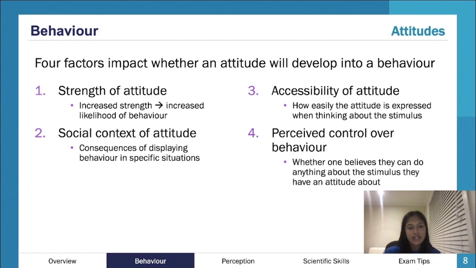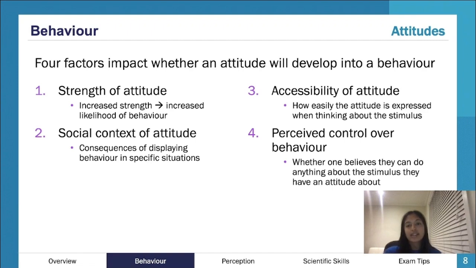That can go for any other club in the world. The second is the social context of your attitude. This is the idea of what the result would be if you were to display this behavior and emulate this attitude. If it's something that's illegal, you're probably less likely to do it. If it's something you might perceive as making you an outcast, you might be less likely to do it. It's how appropriate your attitude is in a certain context.